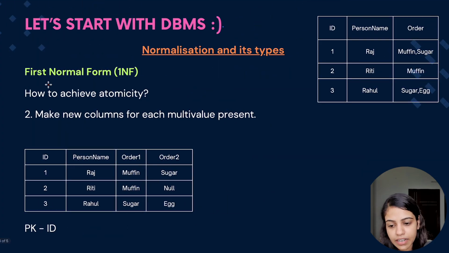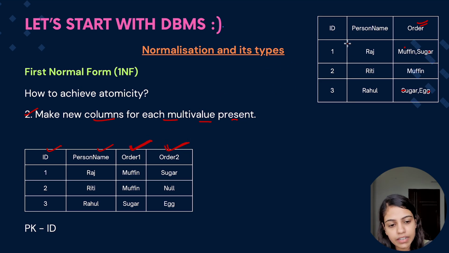Now let's see the second approach. In the second approach, we can make new columns for each multi-value present. Consider here that order has at max 2 values. So we can make different columns. First we can make it order 1 and second order 2, so that it can store all the values present in order. So we will make the table as ID, person name, then the column order 1 and then a second column order 2.